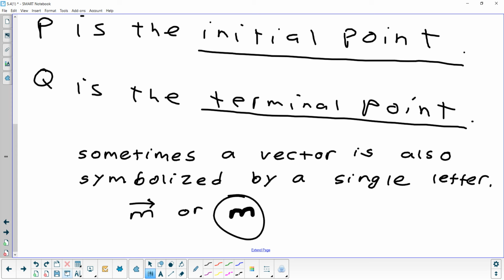The book does a good job of showing it as bold because it's easy to do bold when you're writing out a font on a computer. When I do it on the board by hand, if I want to make something bold, I'll just have to make it look like that. So anything you see that's bold is going to represent a vector.